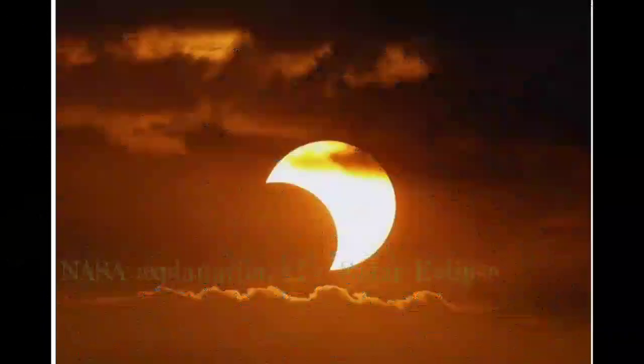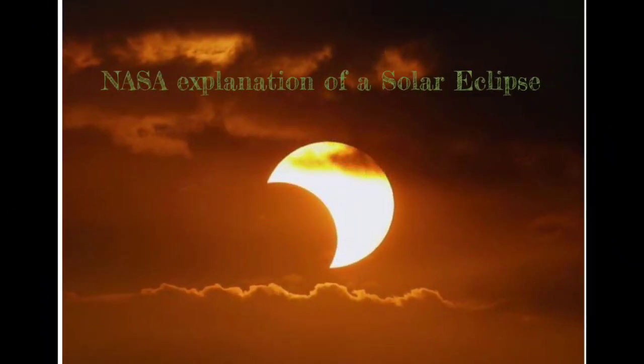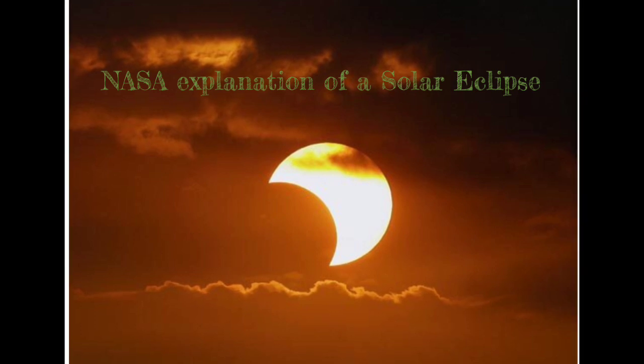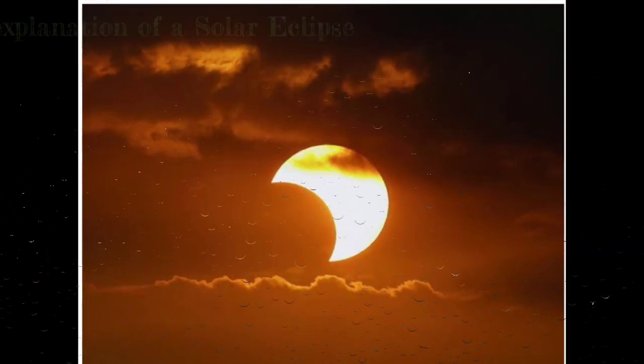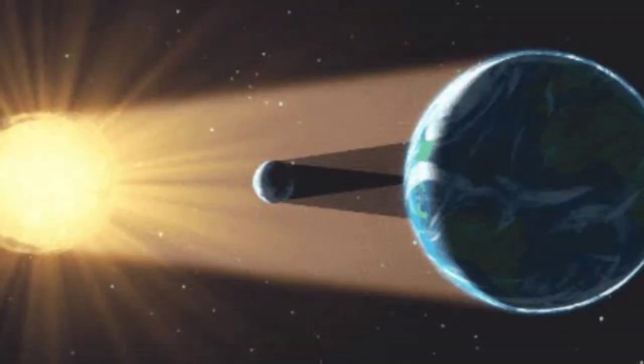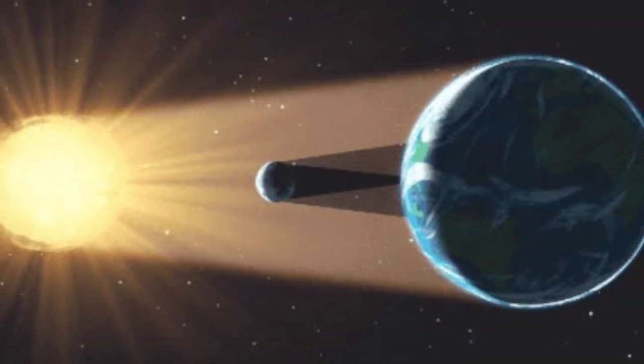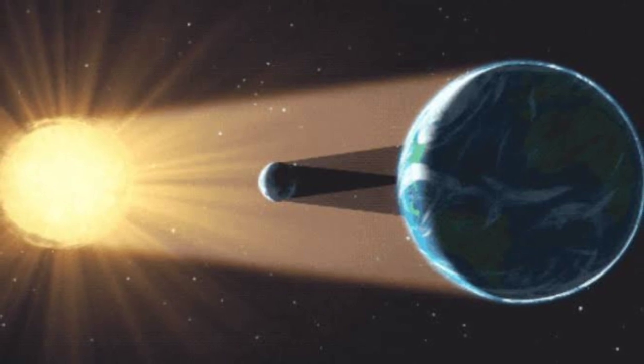The official NASA explanation of a solar eclipse is that the moon passes directly between the sun and the Earth, blocking the sun's light, creating a total solar eclipse on the Earth for those directly in the shadow path. There are several problems with this explanation.